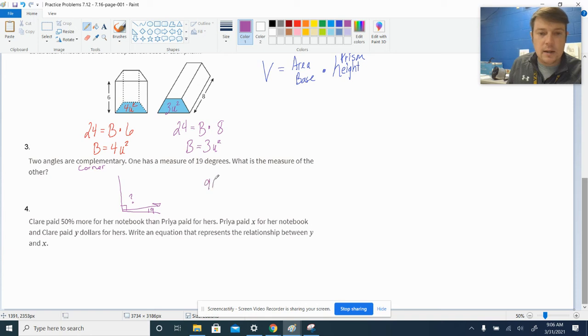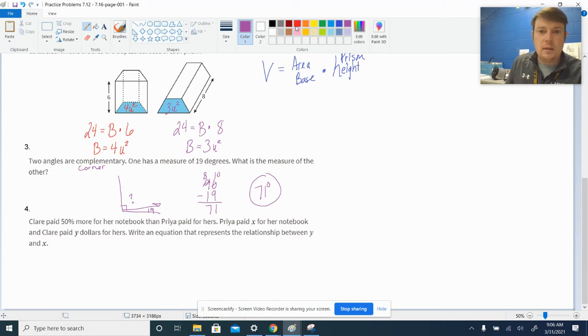So we just got to do 90 minus 19. Don't forget to borrow from your 9 there. A lot of them will get 81, but it is 71. 8 minus 1 is 7. So 71 degrees.